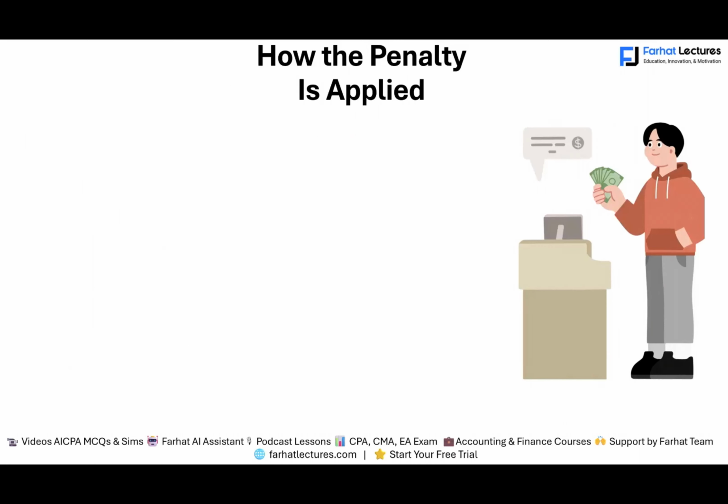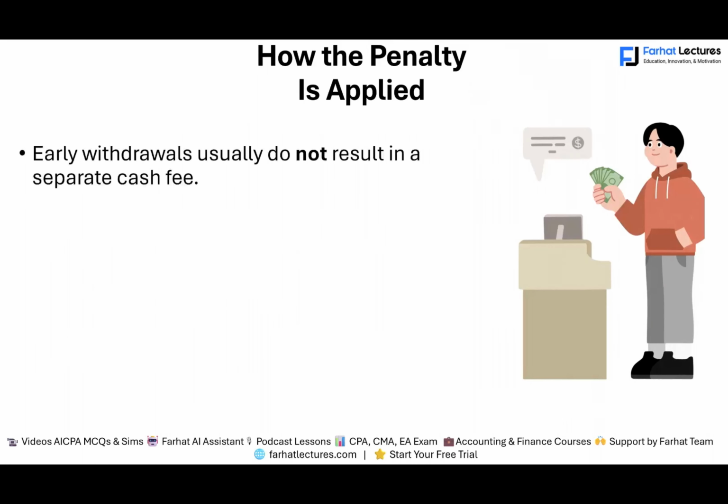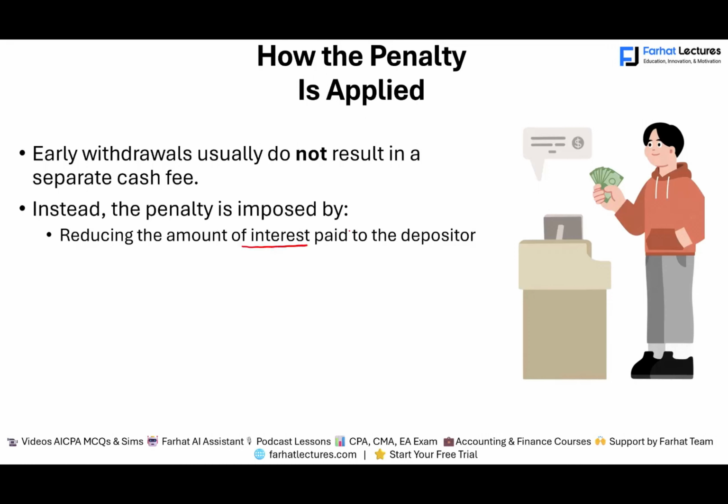Now, how is the penalty applied? How does it work? Well, early withdrawals usually do not result in a separate cash fee. So you don't pay a fee if you take your money out. Here's what's going to happen. The penalty is imposed by reducing the amount of interest paid to the depositor. So let's assume at the end they have to pay you $1,000.